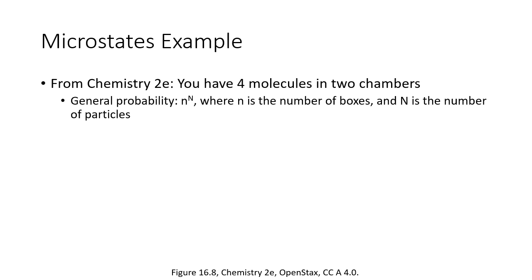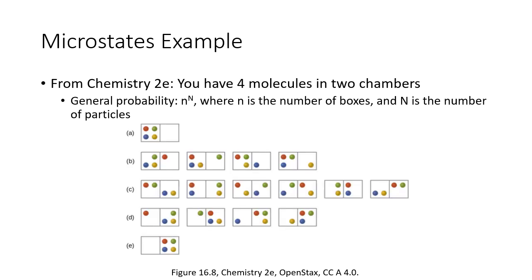So how do we get this? We come up with this picture. We have the option where all of the molecules are on the left. We have the option where all of the molecules are on the right. We have different ways of organizing 3 and 1 in the boxes. And then we have different ways of organizing 2 and 2.